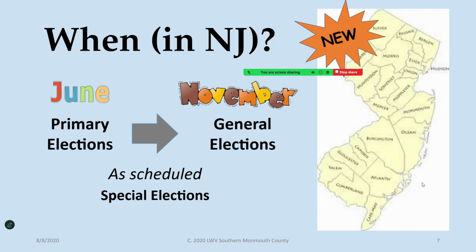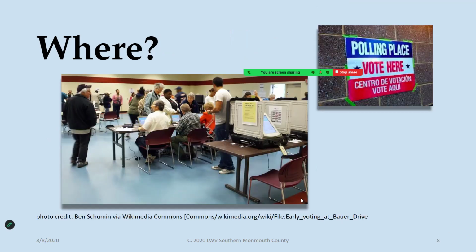New in New Jersey in the last 2 years is that we now have early voting in New Jersey. So there is no longer just one day that you have to get to the polls if you're going to be voting in person. There is now a period of time of 9 or 10 days during the general election, and I think it's 6 days during the primary election.